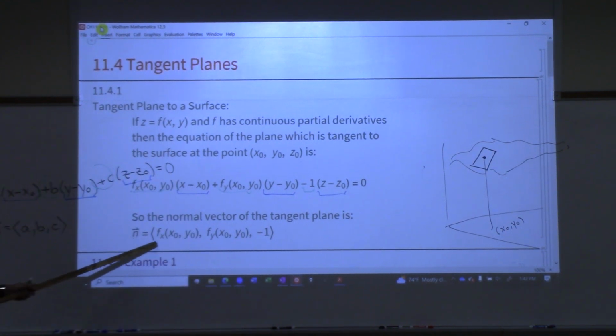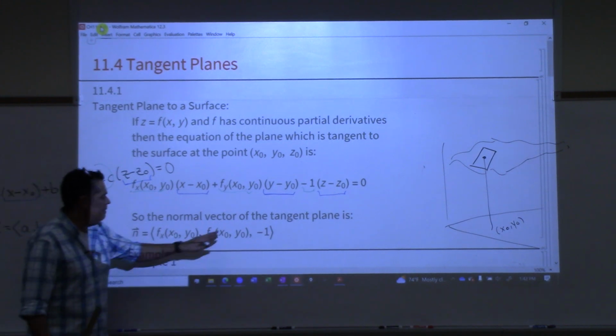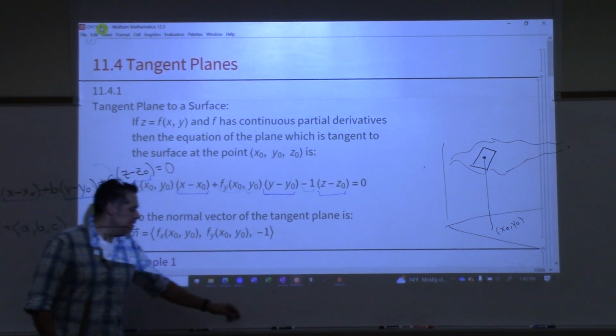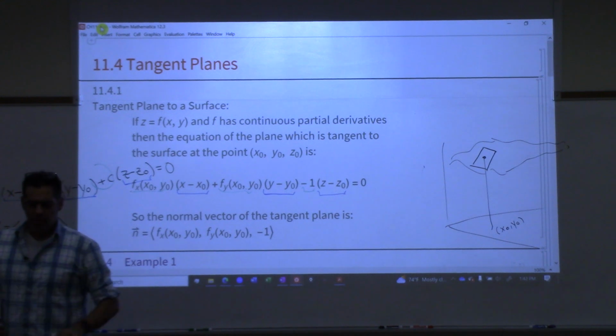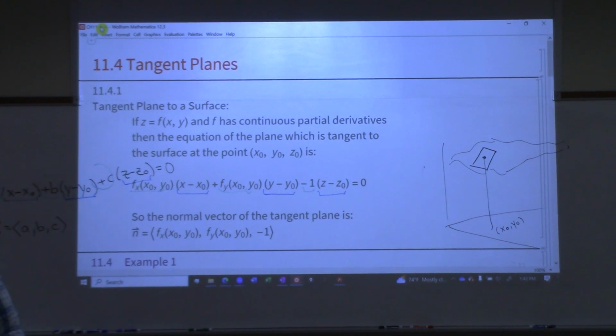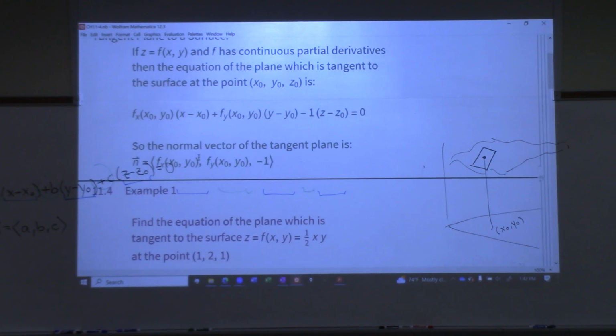So your normal vector can be defined as follows then. This is your ABC. Now we have taken partial derivatives in here, right? We've already done that. But what we have not done is actually plugged a point into it or plugged values in, which isn't any harder, we just haven't done it yet. So let's do an example.